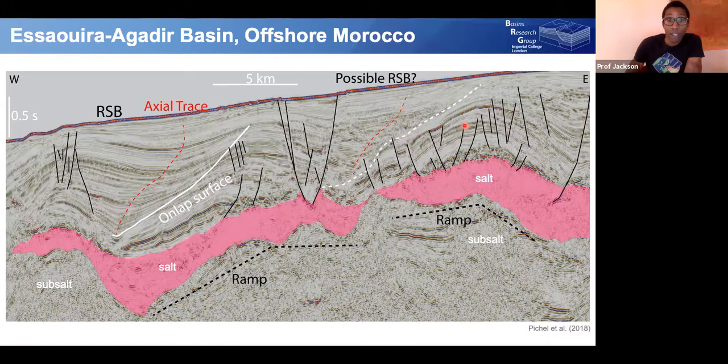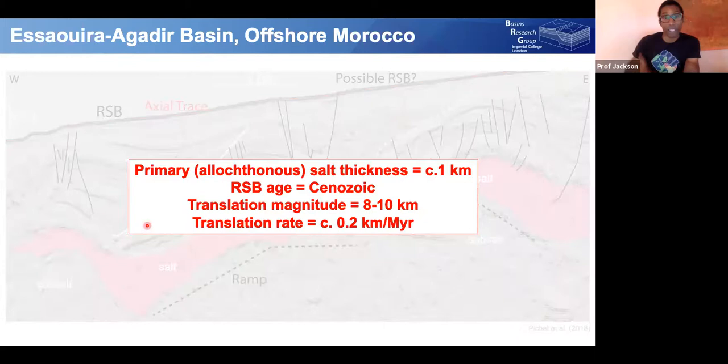In terms of the ages, the ages here are not brilliantly constrained, but these Ramp-Syncline basins are thought to be Cenozoic. The calculations here are that the primary salt thickness in the canopy was around a kilometer. The translation magnitudes are less than we saw in Brazil for the most part, 8 to 10 kilometers, and the translation rates are quite low, 0.2 kilometers per million years, so some of the lowest we've yet seen.